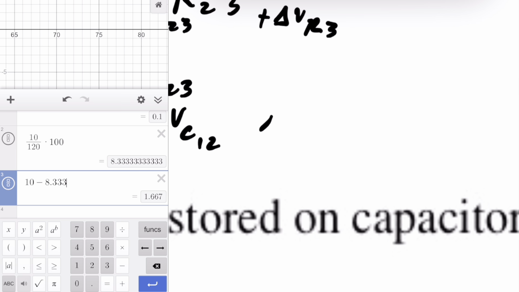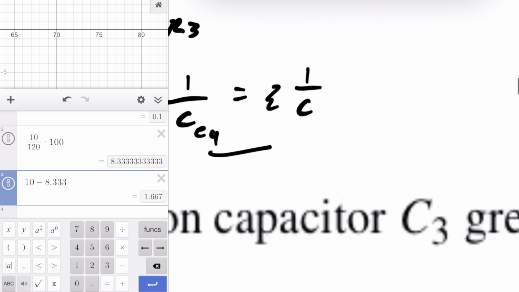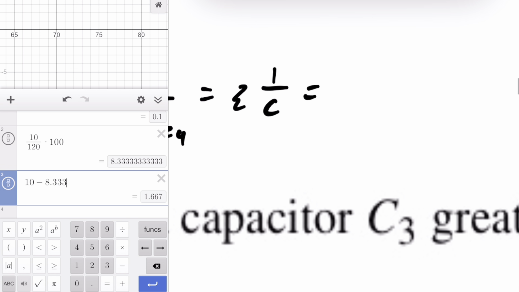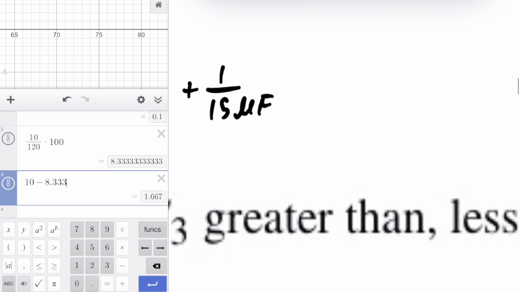What is C12? Well, let's think. Capacitors in series follow this rule: 1 over CEQ equals the sum of 1 over C of the individual capacitances. Like the resistors in parallel, if you have resistors in parallel, you treat them like this. If you have capacitors in series, you treat them like this. So they're kind of opposites, but the general idea is the same. So the first capacitor had 10 microfarads. The other capacitor has 15 microfarads.